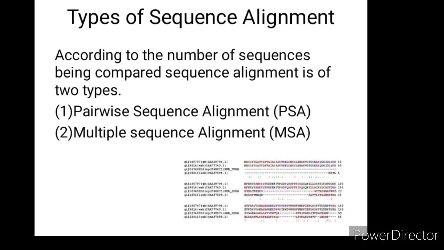In multiple sequence alignment, one can compare more than two sequences with each other to find out gene families, protein families, enzyme active sites, functional and evolutionary relatedness, etc.